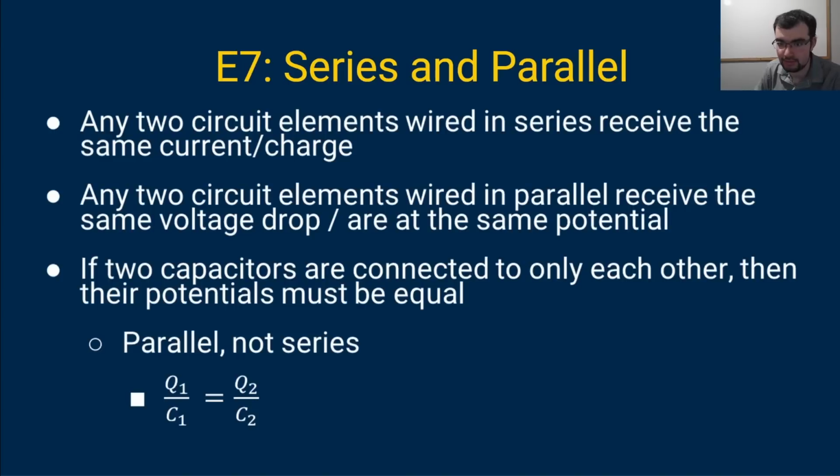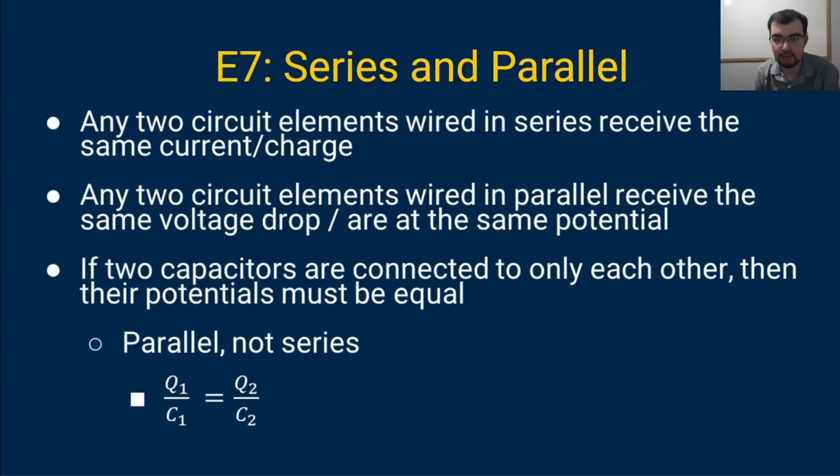Series and parallel. Two things in series have the same current, right? Because there's only one path between two series elements, so they have to have the same current. And since current is charge per second, capacitors in series would have the same charge, unless it's two connected directly together and nothing else, which we'll talk about shortly.